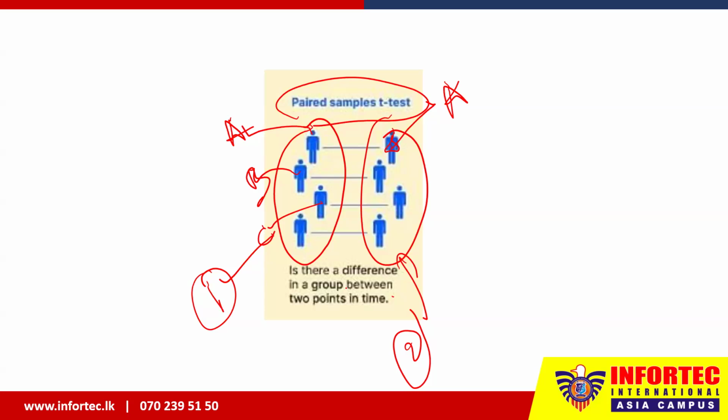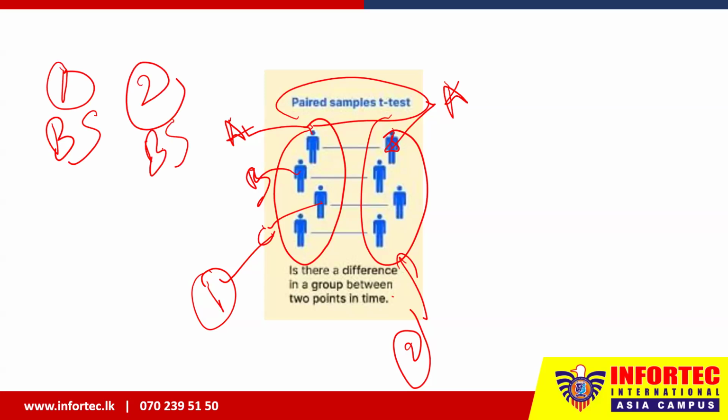In this case, your first sample is when you measure their blood sugar level before administering that insulin. That's your first sample. Your considered variable is blood sugar level. Your second sample is again blood sugar level, after administering the insulin. That's why we are considering two points in time.